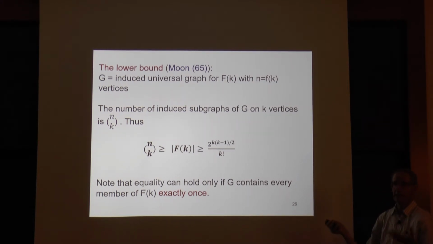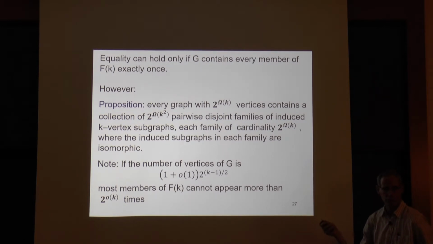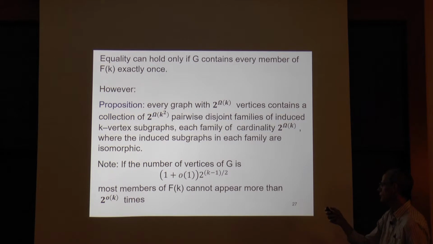Now, to get equality here, let's say that we want really equality. This is only if the frequencies are ideal, if G contains every member of F of k exactly once. Now, normally, we don't expect that this will be possible, right, for normal families, and indeed, it can be shown, and I'll not show a proof, but it's not difficult to show, that every graph with exponentially many vertices contains some specific subgraphs exponentially many times. Okay, so not only can we not ensure that every graph will appear once, we also cannot ensure that every graph will appear a small number of times. Some graphs will have to appear very many times, and this is not too difficult, and what is written here is a little bit more complicated, but doesn't matter.